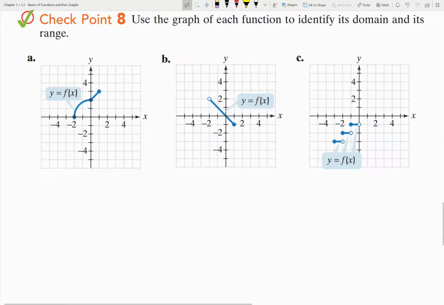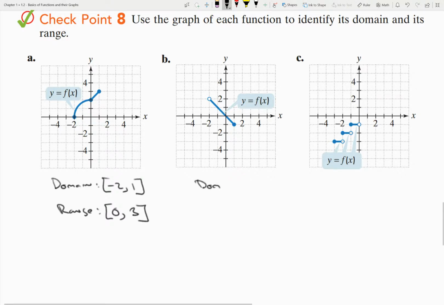Let's do a couple more. Domain for this one is bracket. It goes from -2 to a +1. The range goes from 0 to 3.